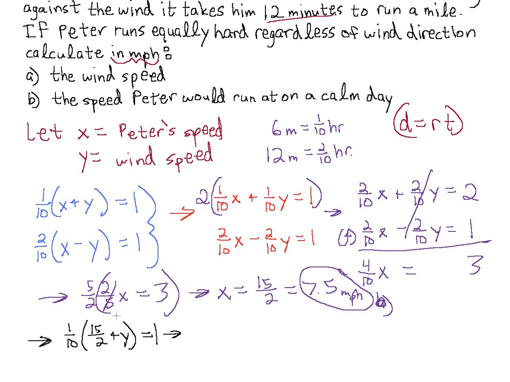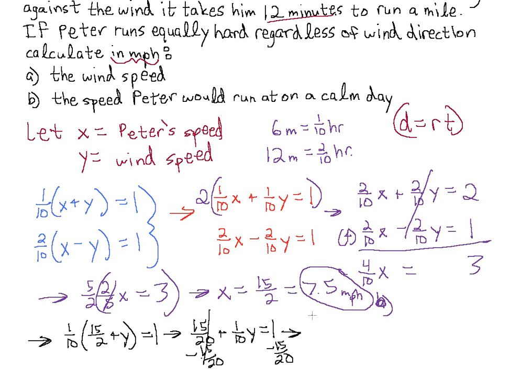Let's go ahead and distribute this 1/10 in the parentheses. So we have 15 over 20 plus 1/10 y equals 1. We can subtract both sides by 15 over 20. We can move everything to the right except our variable. That's what we want to do. We want to solve for y.